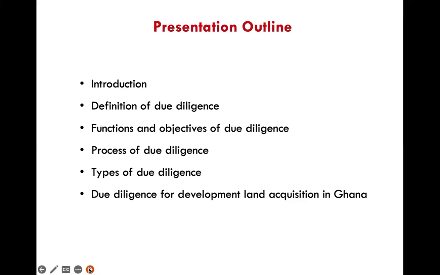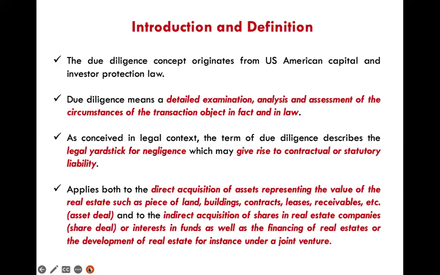And so from a presentation outline point of view, I'm going to look at 6 items. So I'll look at an introduction to due diligence, and then we will define due diligence. We'll then jump on to look at the functions and objectives of due diligence, and then we'll look at the process of due diligence, some types of due diligence, and then we'll look at a practical case of due diligence for development land acquisition in Ghana. So let's start with introduction.